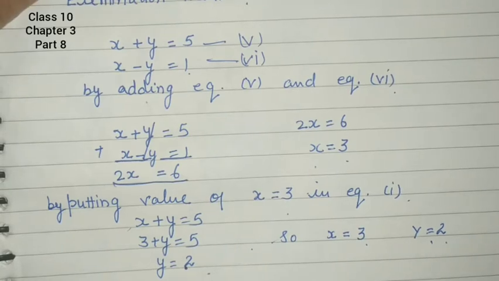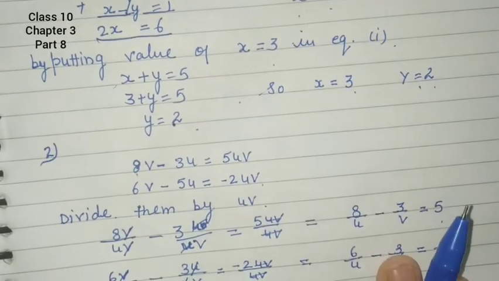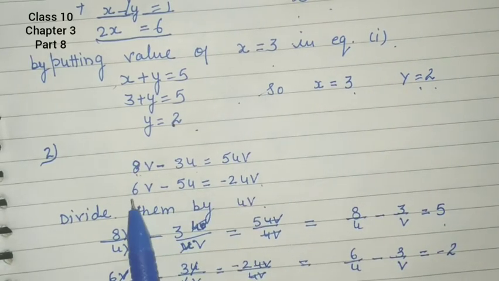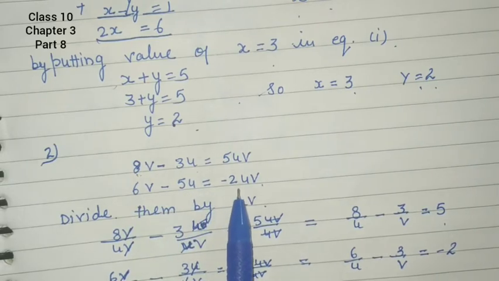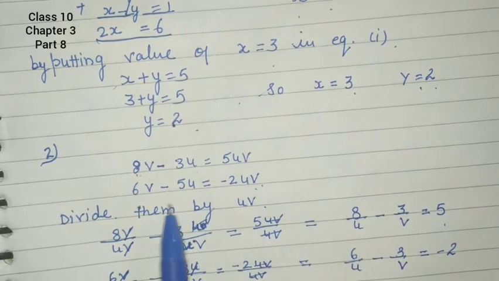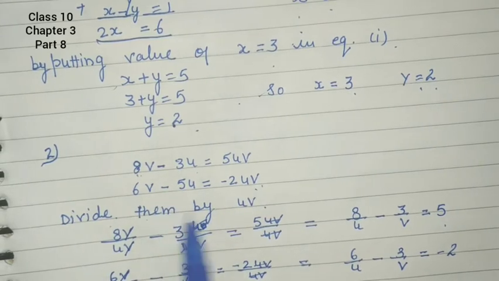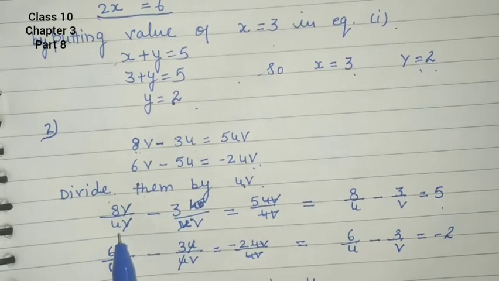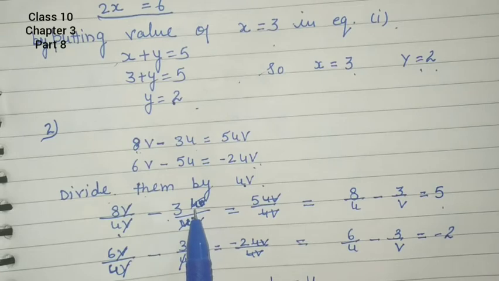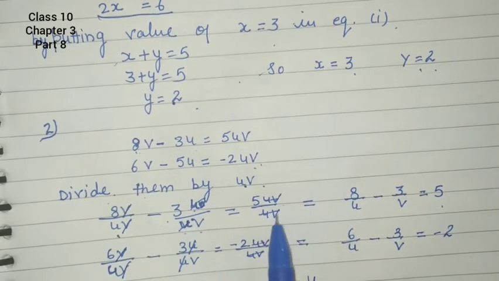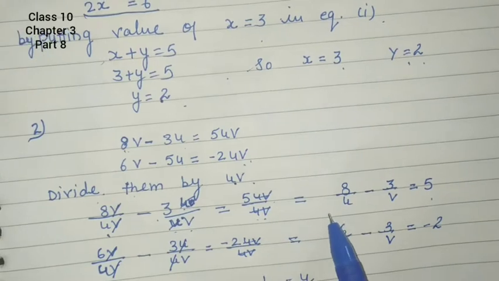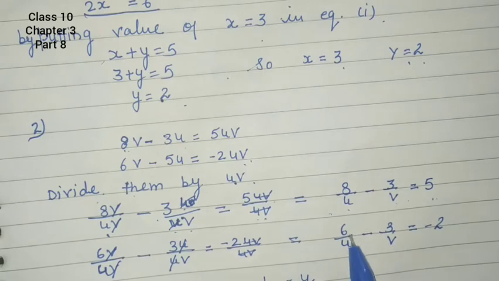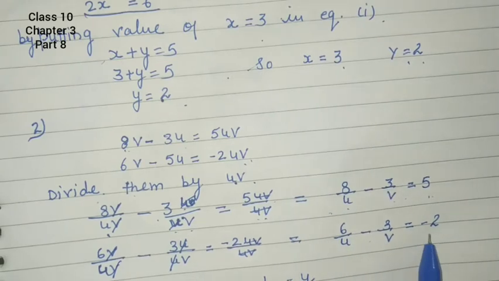I am discussing one more example with you. Here two equations are given to me. 8v minus 3u is equal to 5uv. 6v minus 5u is equal to minus 2uv. So first we divide both equations by uv. 8v divided by uv, minus 3u divided by uv, and 5uv divided by uv. We get two equations: 8u minus 3v is equal to 5, and 6u minus 5v is equal to minus 2.